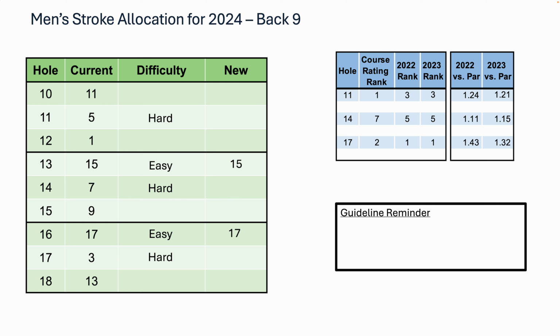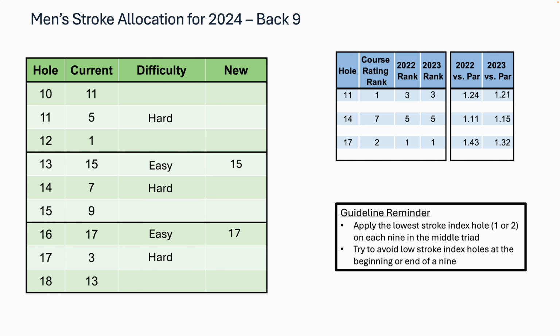So now we have to assign the strokes across those 3. So remember the guideline, the 2 guidelines we called out earlier. You want to apply the lowest stroke index in the middle triad, and you want to avoid the low stroke index hole at the beginning or end of a 9. Now remember, these are guidelines.